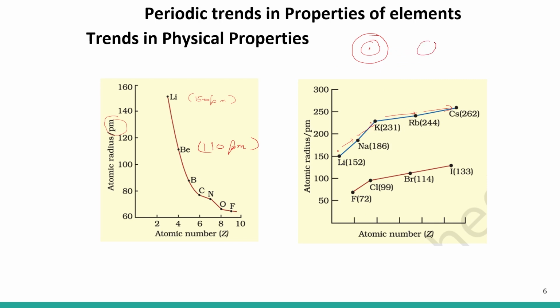But if we look at sodium, there are three shells: 1, 2, 3. Similarly, if you move to potassium, there are 4 shells: 1, 2, 3, then 4. So you can see clearly that due to the increase in the number of shells, the atomic radius is increasing. This length is increasing as we move down a group. Suppose this is A, this is B, and this is C: lithium, sodium, and potassium.